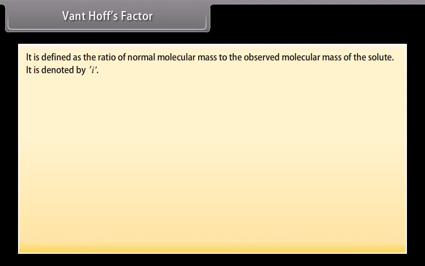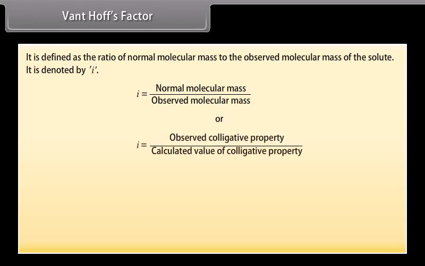Van't Hoff factor. It is defined as the ratio of normal molecular mass to the observed molecular mass of the solute. It is denoted by i. i is equal to normal molecular mass divided by observed molecular mass, or i is equal to observed colligative property divided by calculated value of colligative property.